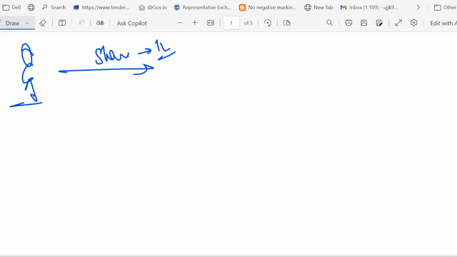See, imagine that this is you. And you are buying a share. How much? Worth 1 lakh. Fine. You don't want to send the money unless you are sure that you will receive those shares, right? Obviously, you don't want to send the money unless you are sure that you will receive those shares.